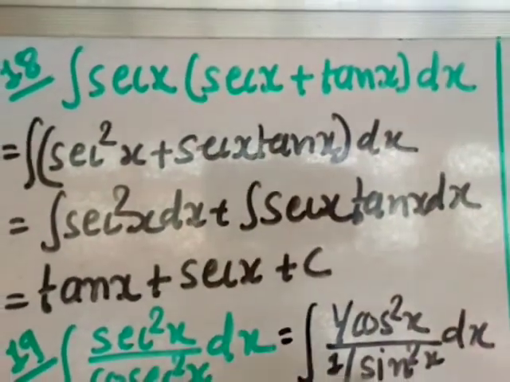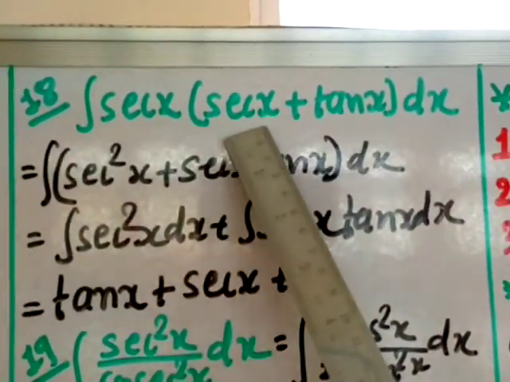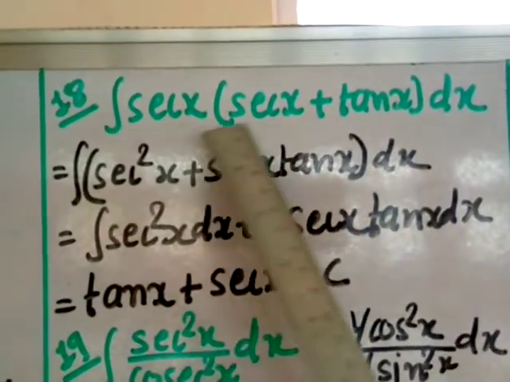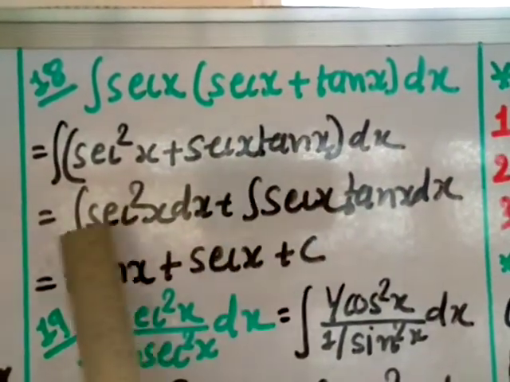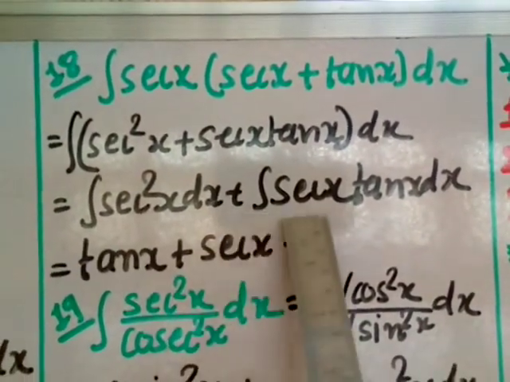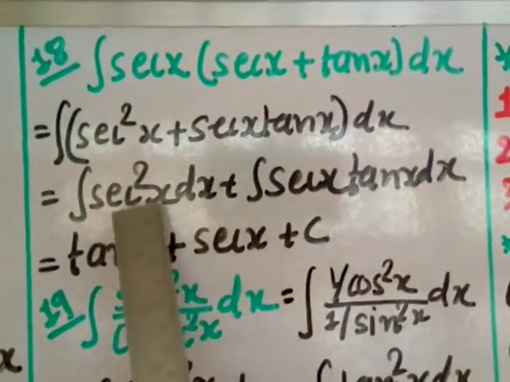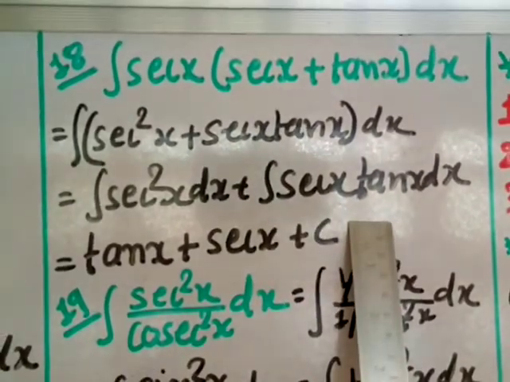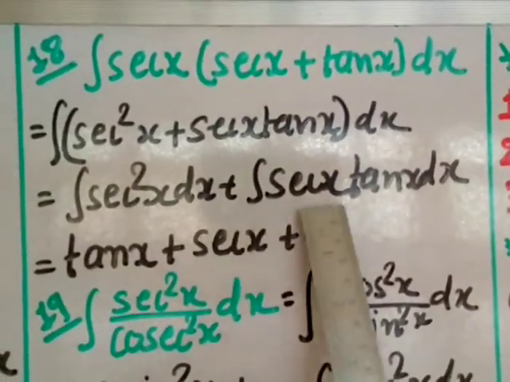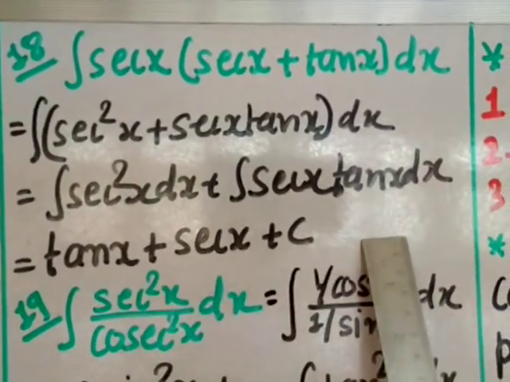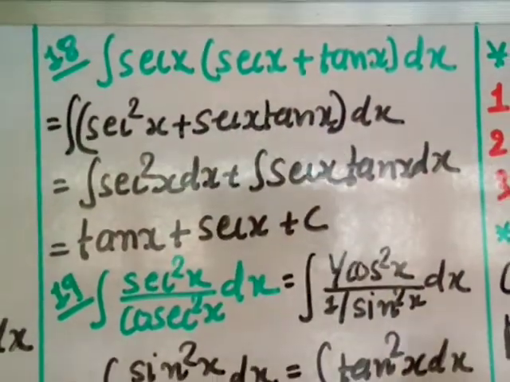Question number 18. Integral sec x into sec x plus tan x dx. I'll multiply inside, so sec square x plus sec x tan x dx. Give separate integral: sec square x dx plus integral sec x tan x dx. Both have got standard integrals. So I'll write: integral sec square x answer is tan x, and integral sec x tan x is sec x, plus constant. So this is the answer for question number 18.